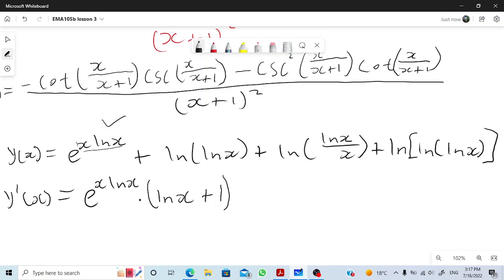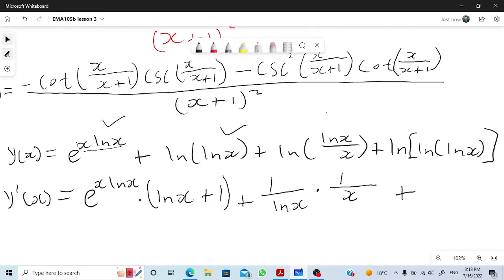We move on to the next one. Plus, now if you differentiate the outer ln, you have 1 over the inner function. So we are going to have 1 over ln of x. That's when you differentiate the outer ln. Now we are differentiating the inner ln. When you differentiate the inner natural logarithm, it's 1 over its argument. Its argument is x, so it's 1 over x. Okay, so we are done with this one.